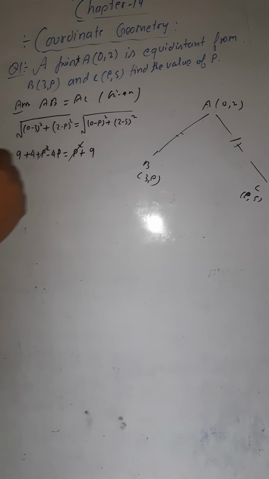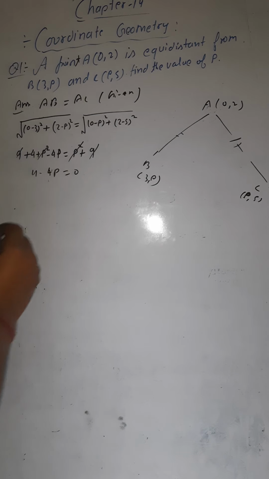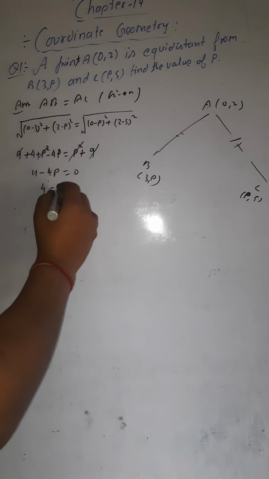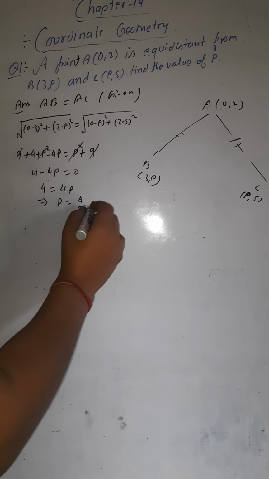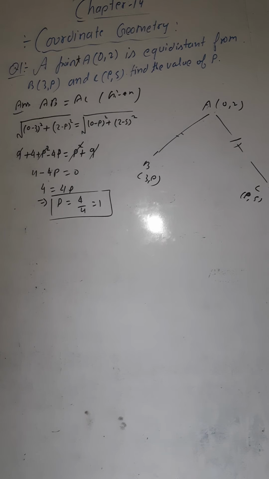P square and p square can cancel each other, and 9 and 9 also can cancel each other. So what is left? You are left with 4 minus 4p is equal to 0. It means this 4p will go there, 4 will remain, 4 is equal to 4p. So from here the value of p is 4 divided by 4. So the value of p is how much now? 1. Find the value of p. So the value of p has come now: p is equal to 1.